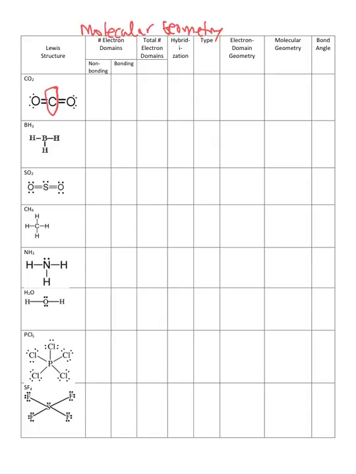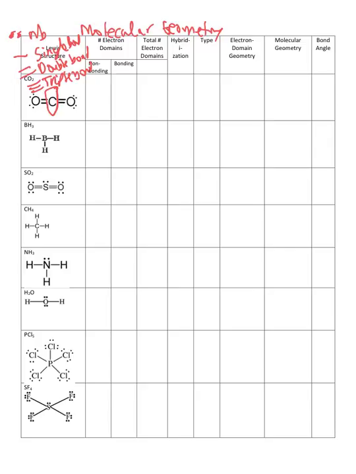The first thing we want to do is determine the number of electron domains. So what's an electron domain? An electron domain can be a non-bonding pair of electrons, a single bond, a double bond, or a triple bond. Each of those corresponds to just a single electron domain.